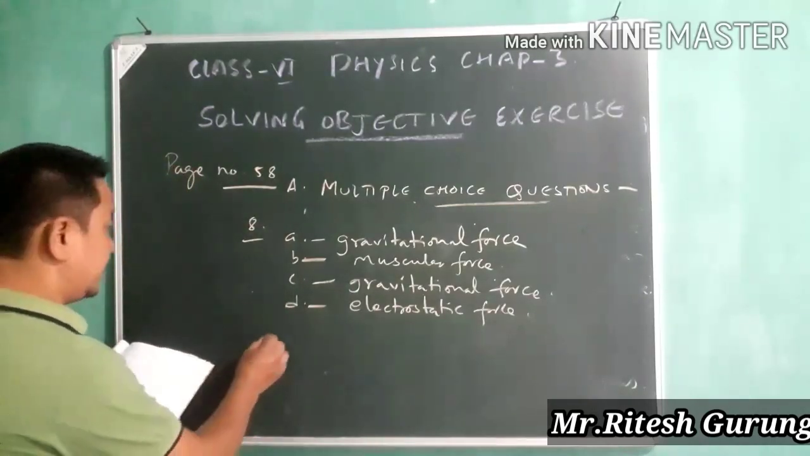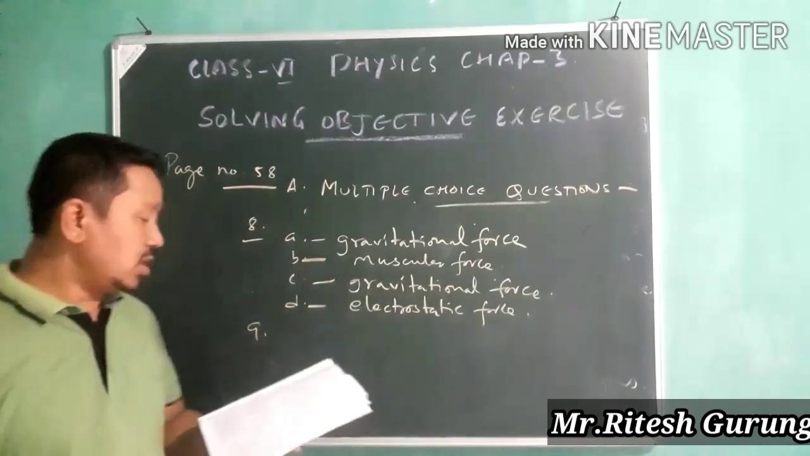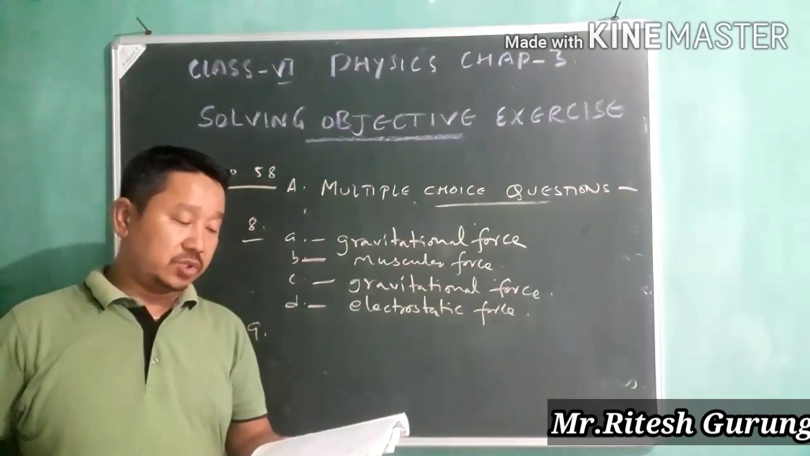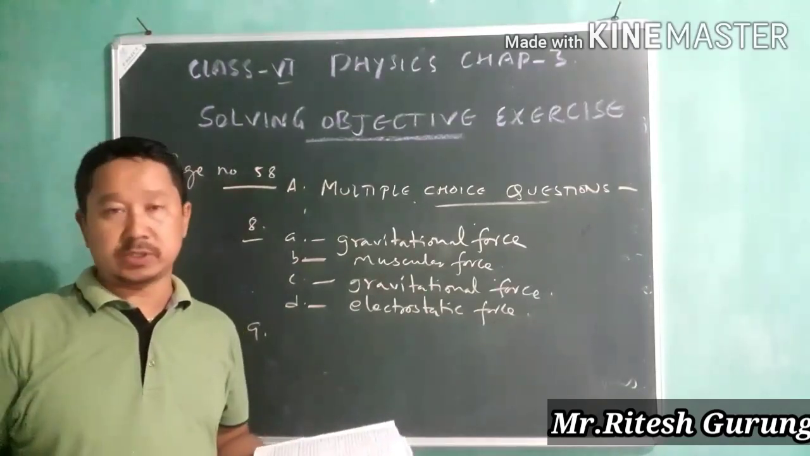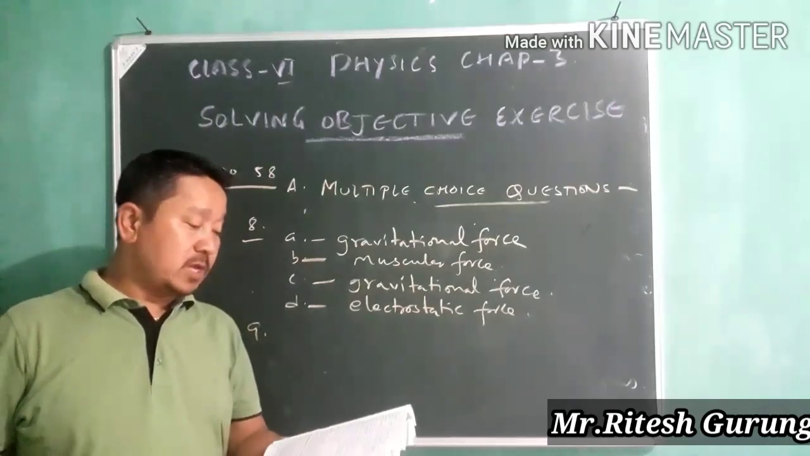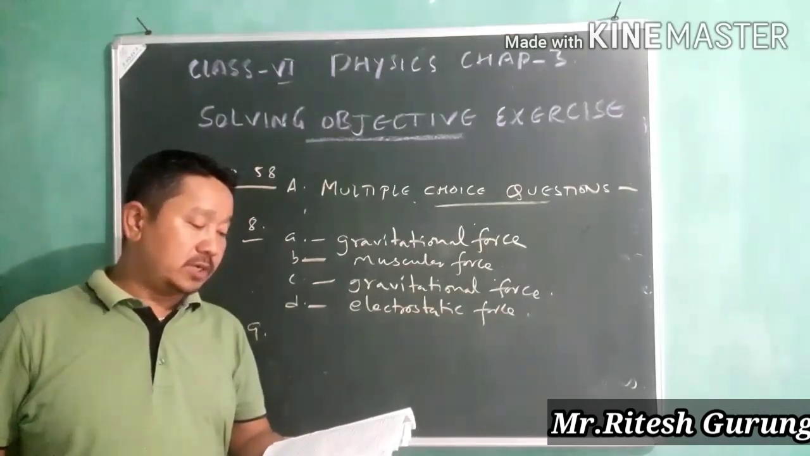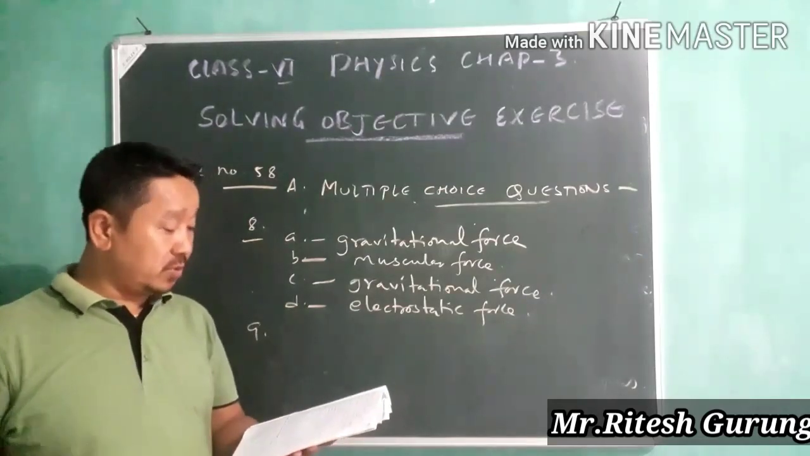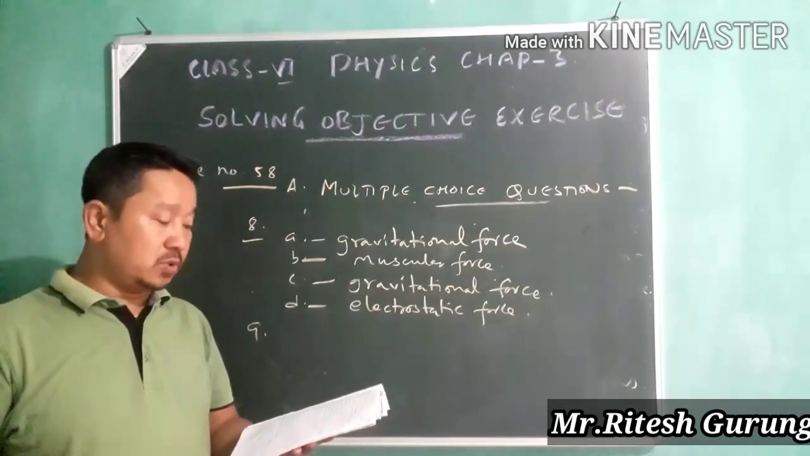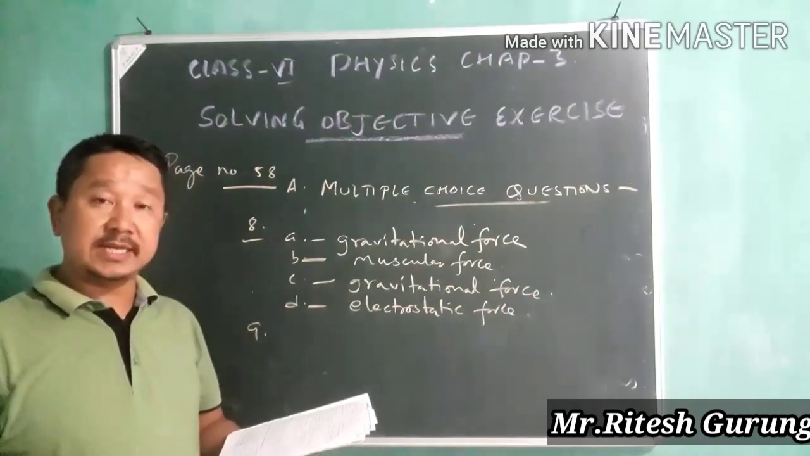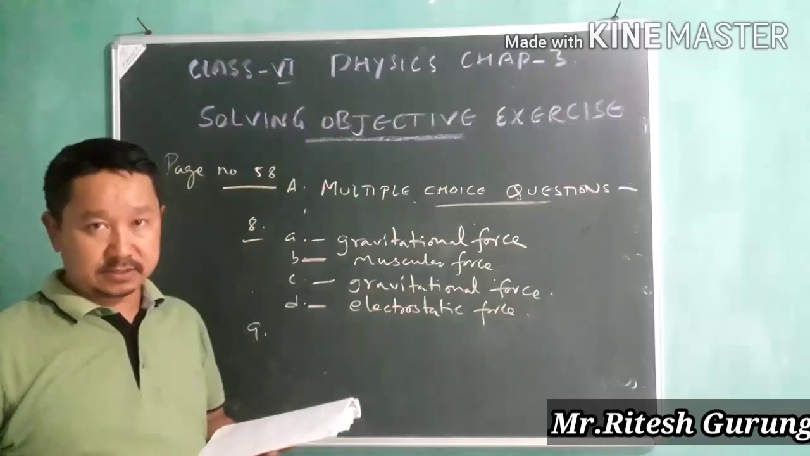Then number 9 we have, which of the following is an example of force at a distance? There are two types of forces, contact forces and non-contact forces. Here: opening a drawer, pushing a can filled with water, wringing the clothes to remove water, gravitational pull of the earth. Out of these four, which one doesn't need the things to be in contact?